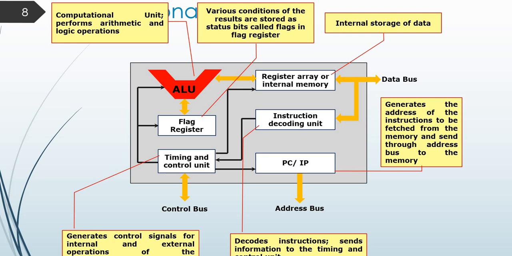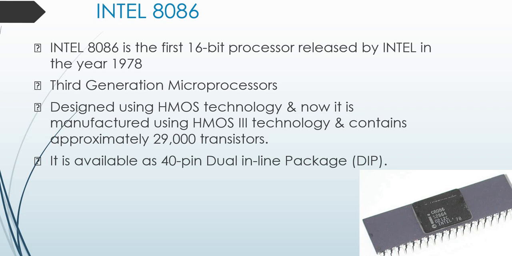And the program counter or instruction pointer generates the address so the program is fetched from the next memory location. For example, if the processor has 4 lines of program, which line the processor has to execute is information given by the program counter. Now we are going to see the Intel 8086, which was developed by Intel in the year 1978.